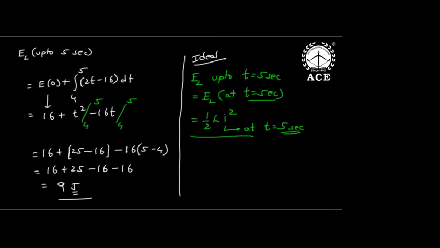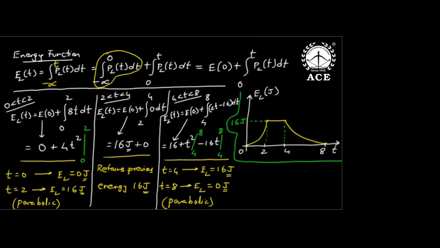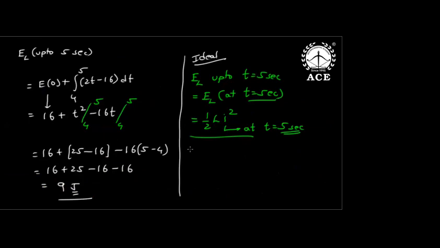But what is the current function? Everybody listen. The current function from t equal to 4 to 8 is minus t plus 8. So if you substitute that, this I at t equal to 5 is minus 5 plus 8, which is how much?